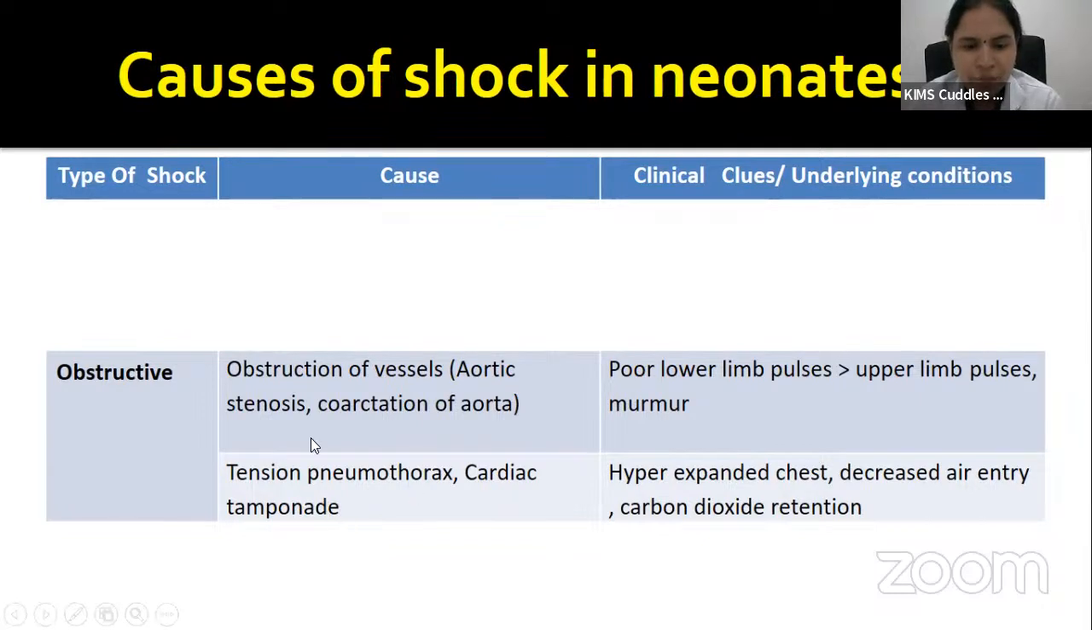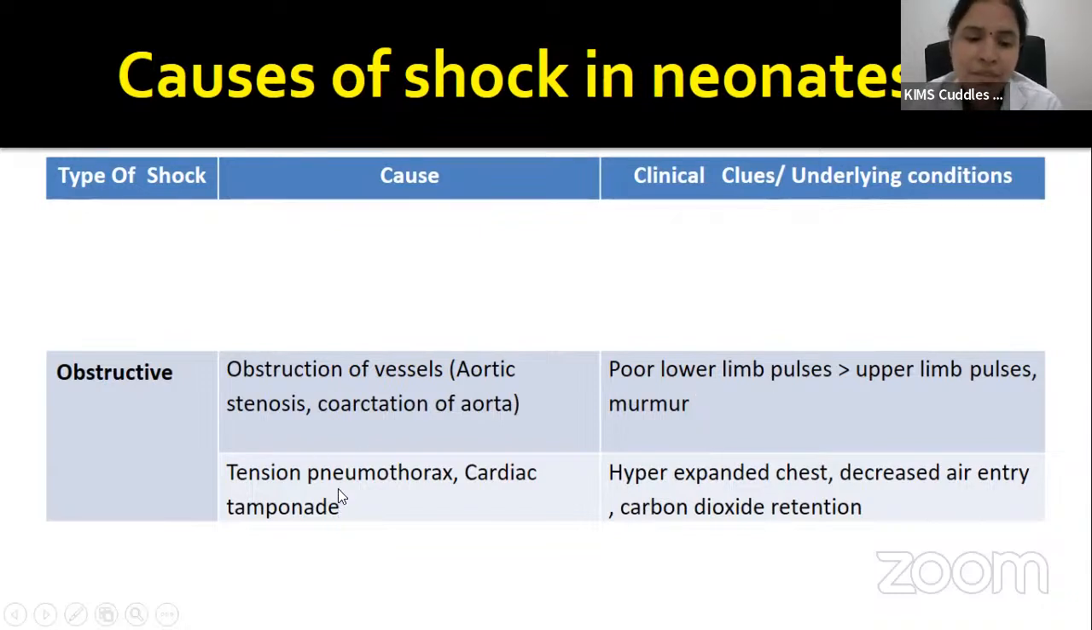So what are we dealing with here? This is a case of obstructive shock, either because of obstruction at the level of the vessels, like coarctation or aortic stenosis, which can manifest with poor lower limb pulses and decreased blood pressures in the lower limb, especially around the time or after the time the duct closes.